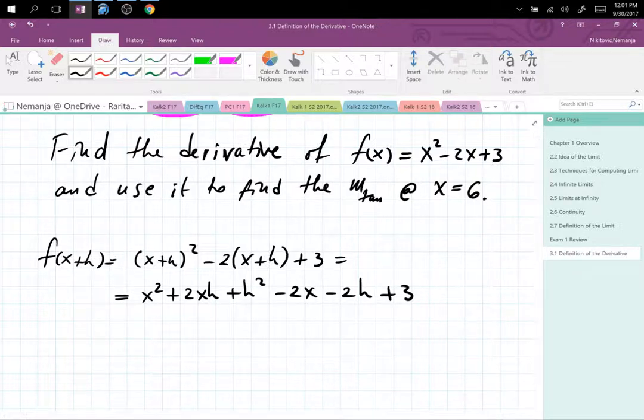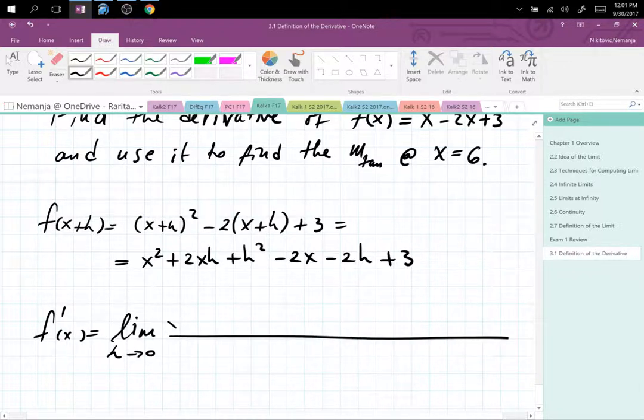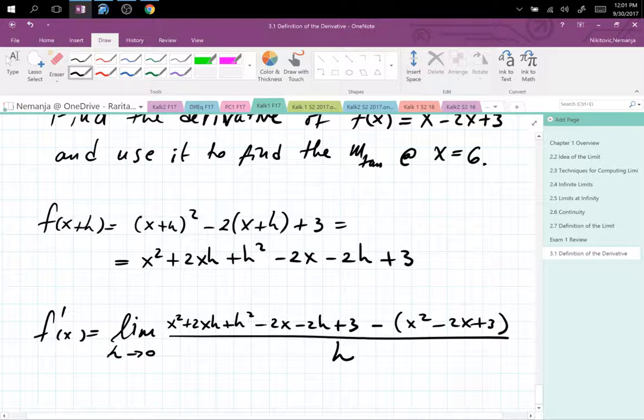A bit messy, but that's the x plus h part. So now what's the derivative? The derivative will be the limit as h goes to 0 of x squared plus 2xh plus h squared minus 2x minus 2h plus 3. So that's the first part, f of x plus h, minus f of x, which is x squared minus 2x plus 3. Everything divided by h.